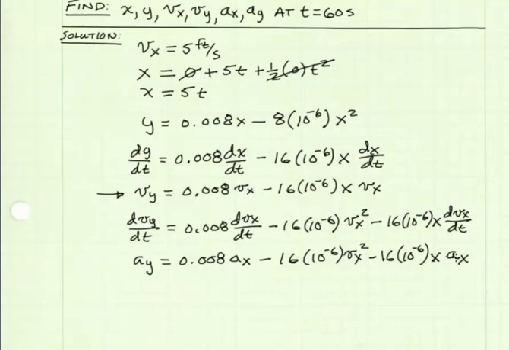However, we determined up here that since my velocity in the x direction is constant, my acceleration in the x direction has to equal 0. Therefore, this equation reduces down to ay is equal to, this term cancels out, this term cancels out, minus 16 times 10 to the minus 6th times the velocity in the x direction squared. There's the next equation that I'll need to be able to solve this problem.